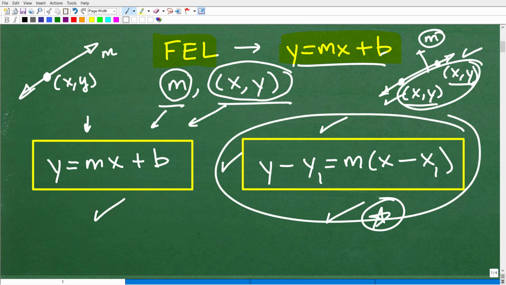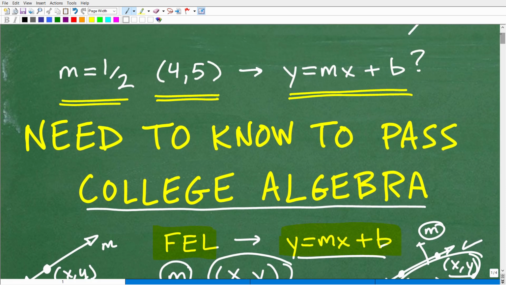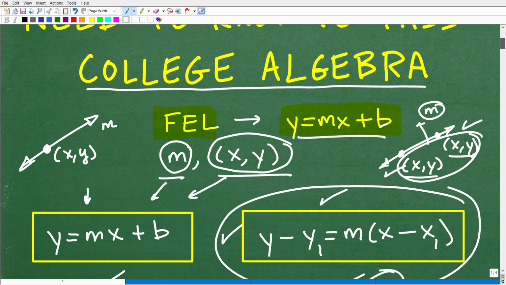So if you kind of remember now how to do this problem, here's the formulas. I just told you what to do, and let me go back and show you the problem. So the problem is we have a slope of 1/2, and this line goes to the point 4, 5. So what is the equation? If you think you could do this, you should pause the video and try it.